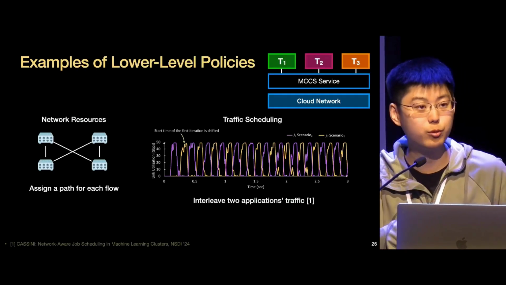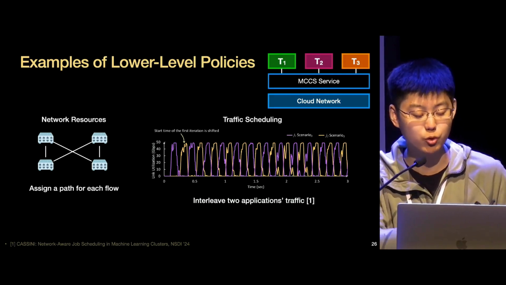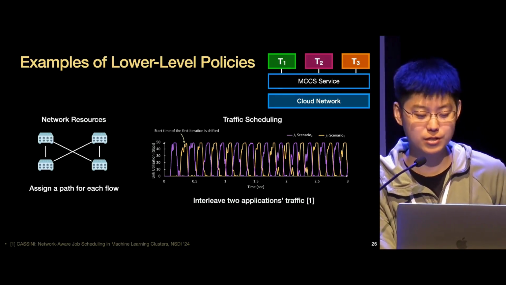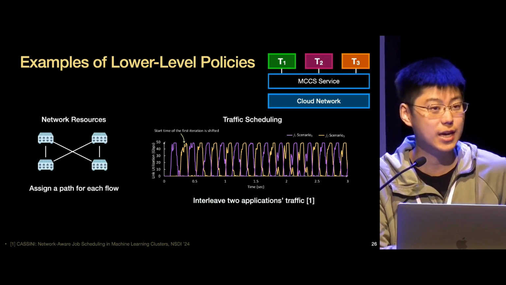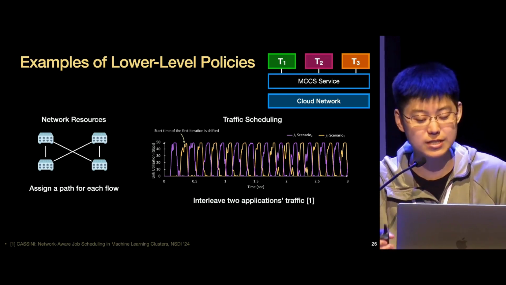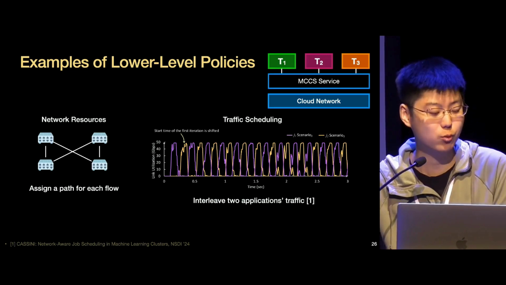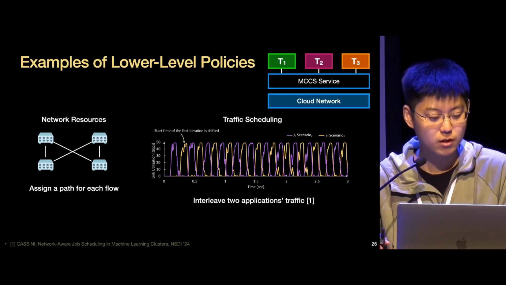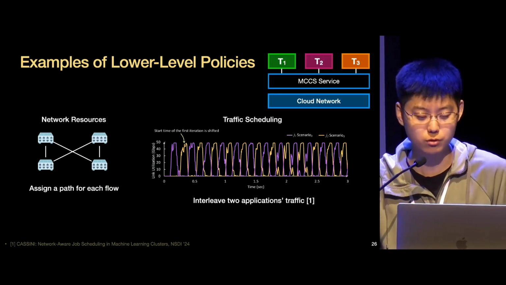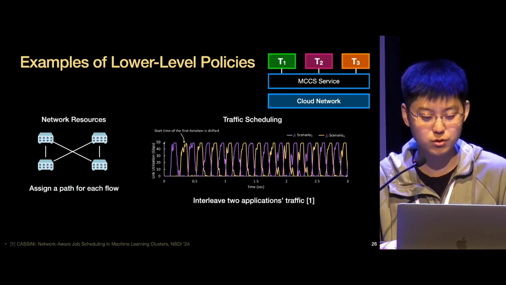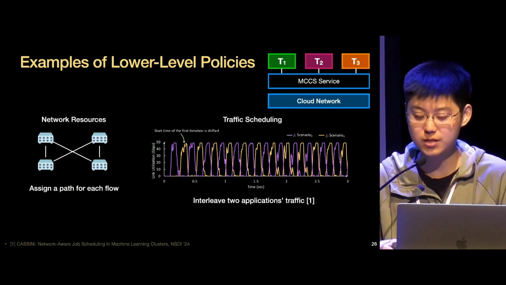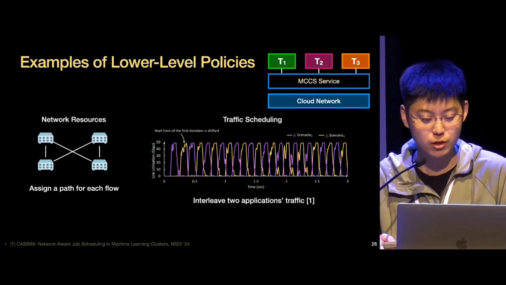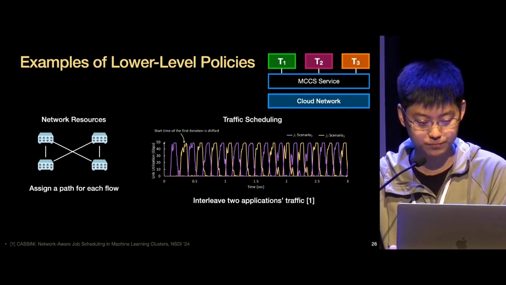Imagine what you can do by putting the collective communication library into a centralized service. On the lower level, the network has multiple paths. So instead of relying on ECMP for load balancing, we can just assign a path for each flow in the network to explicitly avoid flow collision whenever it is possible. We can also enable fine-grained traffic control. This is because MCCS controls when to send traffic. So with this ability, MCCS can even interleave two applications' traffic to increase network utilization.